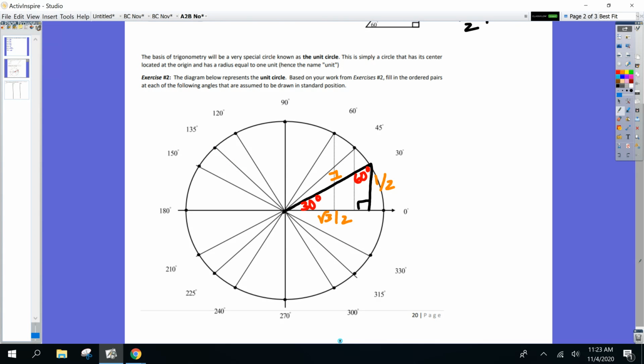So this point right here at 30 degrees, the x-coordinate. Well, isn't this the x-axis right here? This is the x-axis. So the x-coordinate is going to be radical 3/2. And the y-coordinate right here will be up 1/2. So on the unit circle at 30 degrees, this is the point. X-coordinate is radical 3/2. Y-coordinate is 1/2.